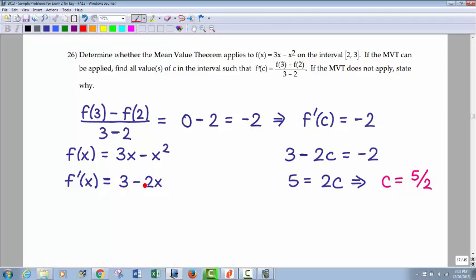The easy derivative is just 3 minus 2x. In my face-to-face class, if this was handwritten, I always like to do it with the letter C, but I don't penalize someone if they just use x instead of c. I only penalize if they don't put the derivative notation. If you just said 3 minus 2x equals negative 2, that's okay. But this is right: the derivative 3 minus 2c equals negative 2. Simple algebra. You get 5 halves, and 5 halves is between 2 and 3.